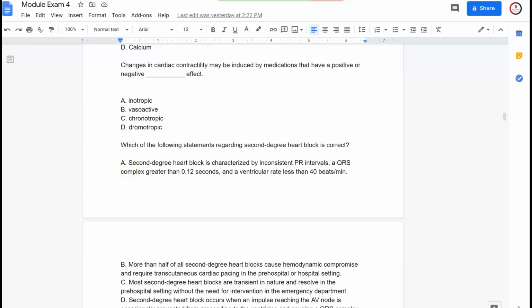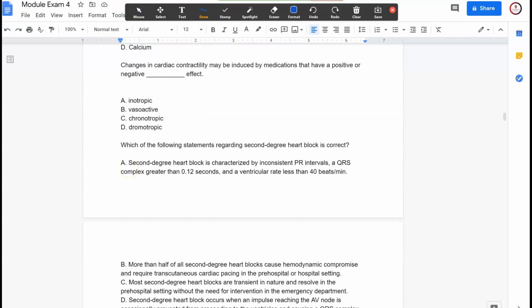Changes in cardiac contractility may be induced by medications that have a positive or a negative blank effect. So we're talking about cardiac contractility. Vasoactive, that's a throwaway. Chronotropic, dromotropic. Remember I said remember these, your inotropy, chronotropy, and dromotropy. Contractility is your inotropic effect.